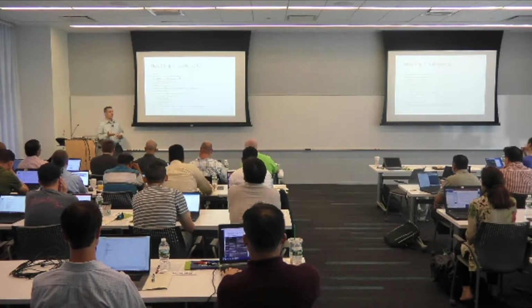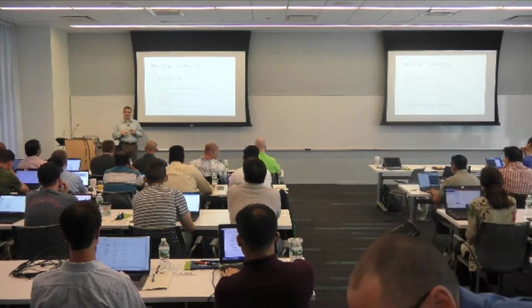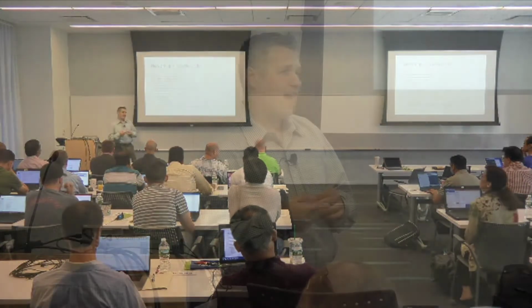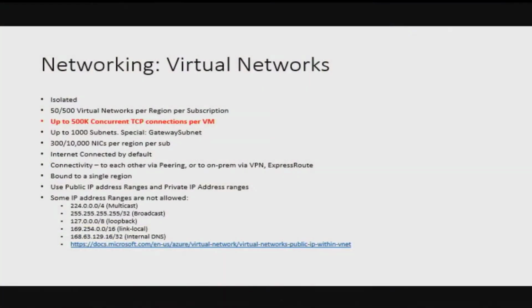Another important thing to know about our VNets is that VMs running in the VNets have up to 500,000 TCP connections. So when you're thinking about the applications you build, if you're saying we're going to get 2 million concurrent users, well, you might need 4 VMs to handle that. So that's something else to think about.